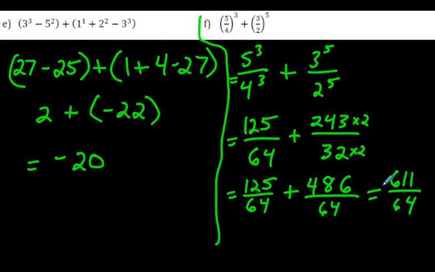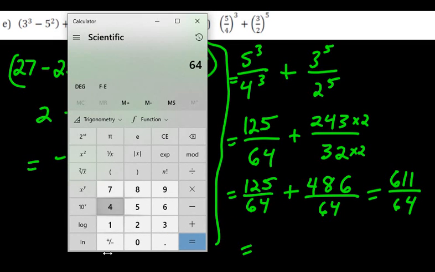Again, this is the answer, people. This really is. The only thing is your teacher and most math textbooks are going to want this written in a more simplified form. Right now this is called an improper fraction. The top is bigger than the bottom. So what we're going to do is make a mixed number out of this. How many times can 64 go into 611? I'm just going to guess and check here.